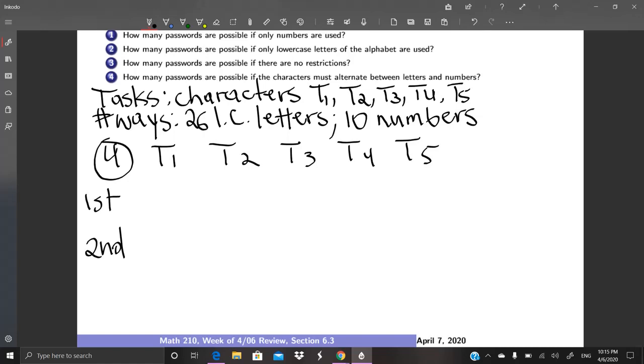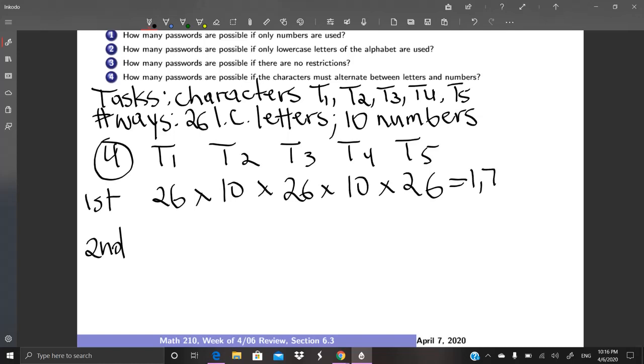Right, so the first way, let's say we start with letters first. Let's say the first character is a letter, so we get 26 options. Then the next character is a number, then we get 10, right? Then 26, then 10, then 26, because we're alternating between letters and numbers. Okay, so that's one way of doing that. Multiply these numbers. What you get when you do that is 1,757,600.